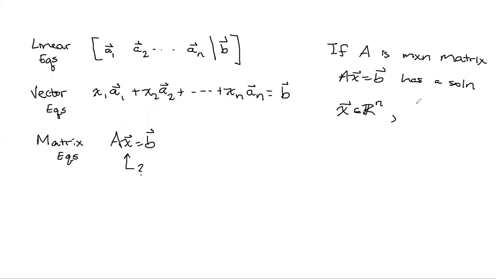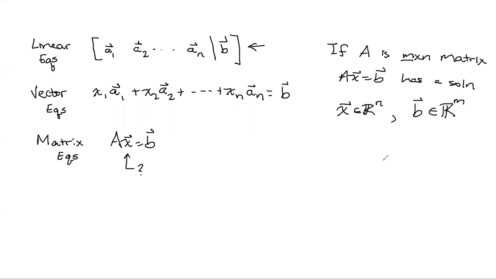Okay. Now, what about B? Where does the vector B live? Well, AX equals B has a solution if and only if this augmented matrix has a solution, which means there should be as many things in B as there are rows in A. And there are M rows in A, so B should live in Rm.